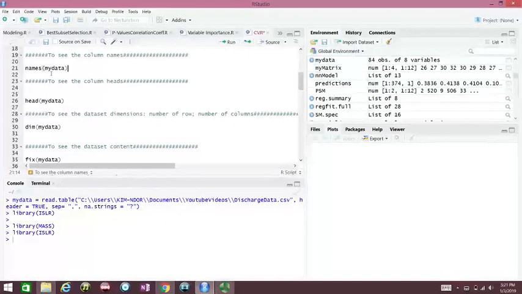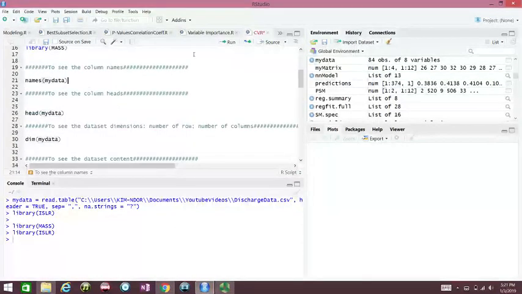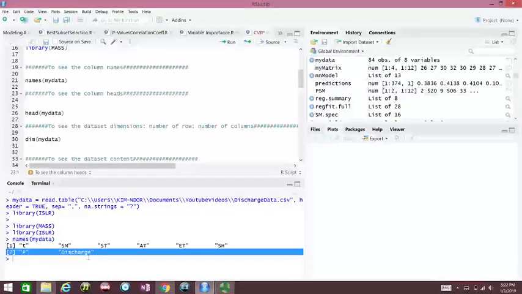So I have names for my data. My data is my object here. These are the names of the variables I have in the data set. T for time, SM for soil moisture, ST for soil temperature, AT for air temperature, ET for evapotranspiration, SH for specific humidity, P for precipitation, and the discharge, the river discharge I have. So this is my target variable. I would like to predict, and after the predictions, make the cross validation.